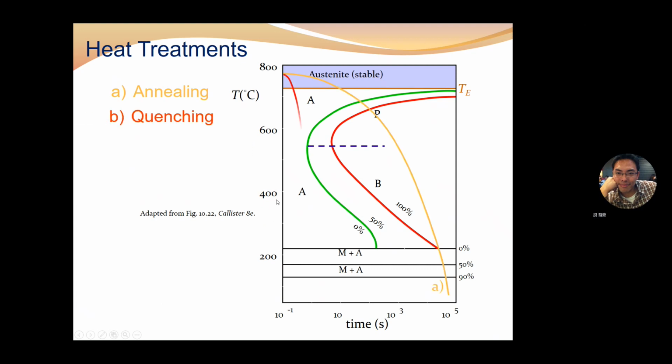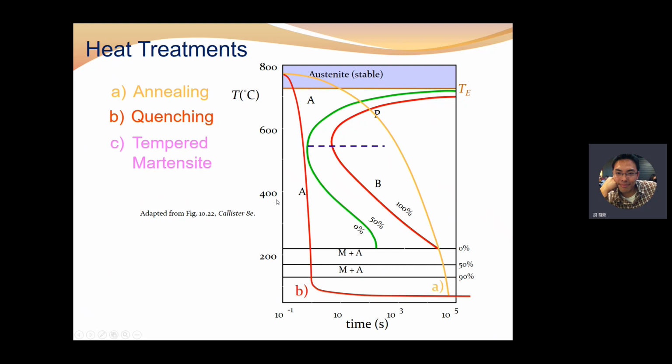Okay, so let's look at the heat treatment with the TTT diagram. This yellow curve shows the annealing process. The austenite begins to transform to pearlite at this moment, and it finishes, meaning 100% pearlite structure forms at this moment. So the process went from here to here.